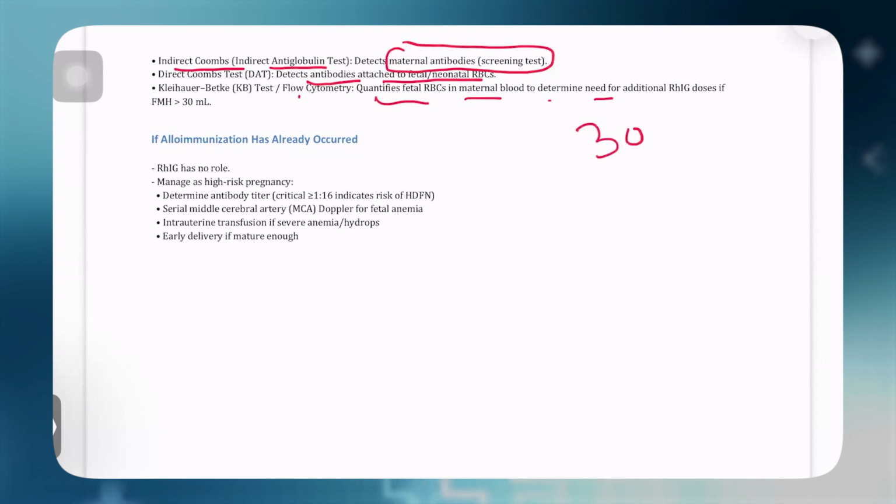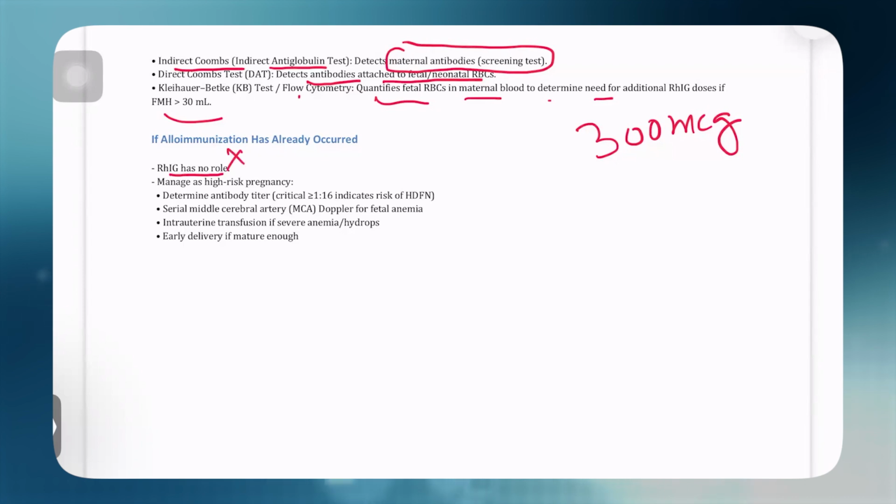So you remember 300 microgram is the dose that we are to give. But if the KB test tells you that it is more than 30 ml of fetal blood, then you have to give more dose. So, if the exposure has already occurred, now sometimes when the pregnancies are unattended, the patients come directly. Then the immunoglobulin has no role.